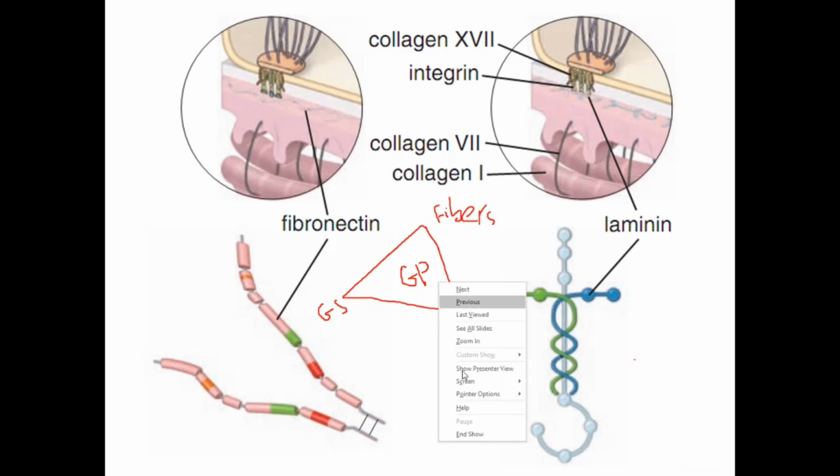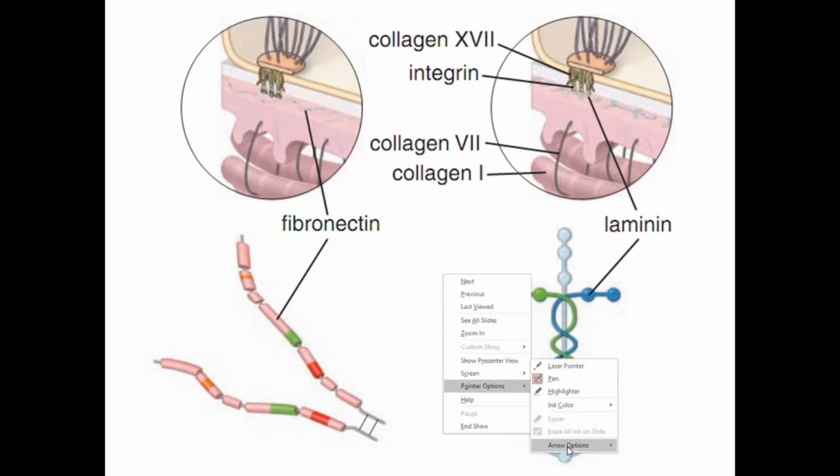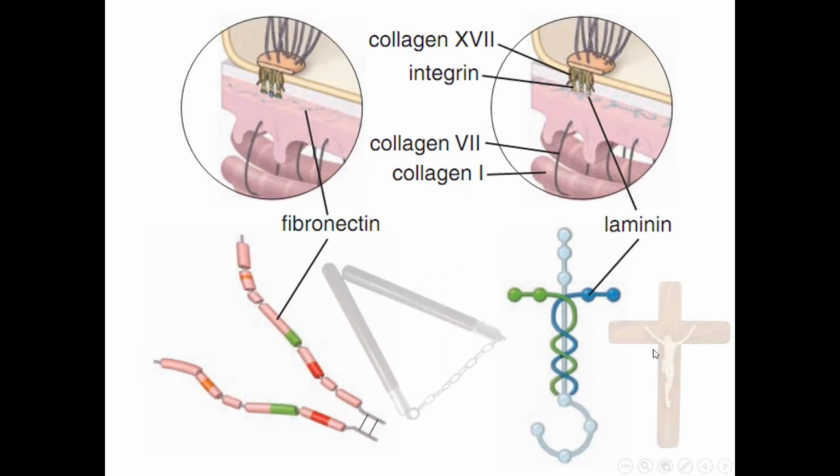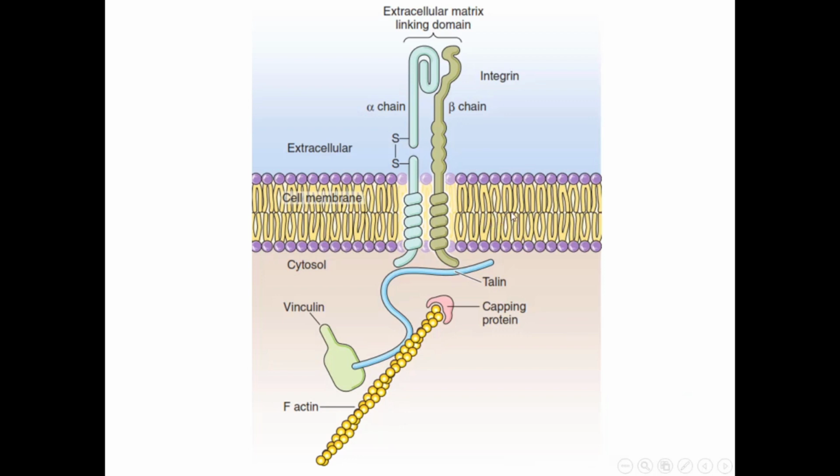Laminin is, let me clean my drawing and back to the arrow. You see the laminin is like a cross, and the fibronectin is like a nunchaku. Usually the cells attach to the glycoprotein by an integral protein on their surface.